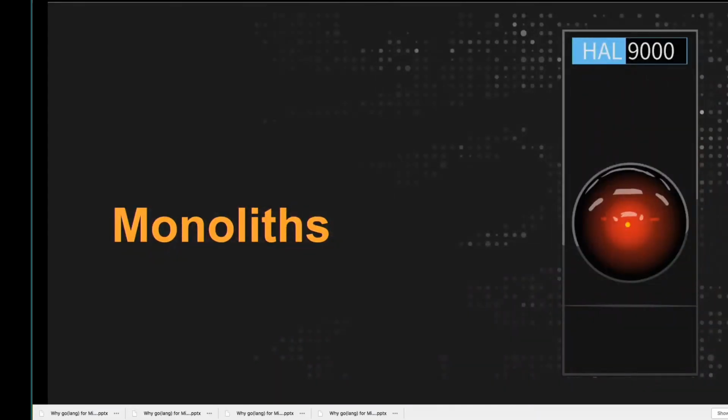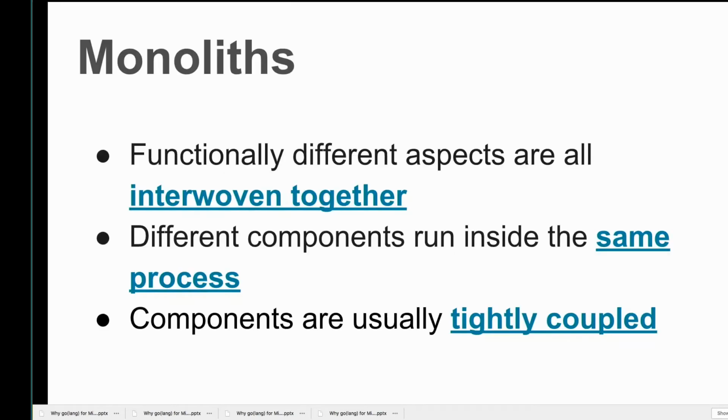First of all, because we're talking about microservices, let's try and define what that is. It's kind of easier to define what a microservice is by what it is not. So, monoliths. Monoliths are functionally distinct aspects that are all woven together. It's very common to start developing a product and end up with all of your different components that do different things in the same process, running on the same hardware, on the same computer.